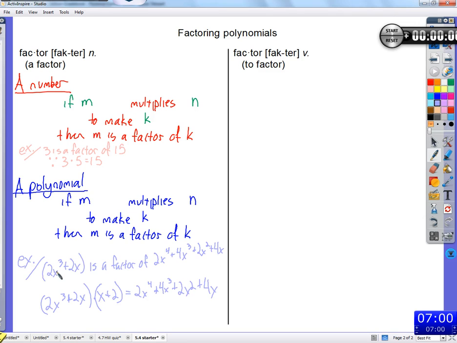So we'll read it all the way through. 2x cubed plus 2x is a factor of that thing because 2x cubed plus 2x times x plus 2 is that big long polynomial. If we multiply two polynomials together, we know that they're factors of the resulting product.